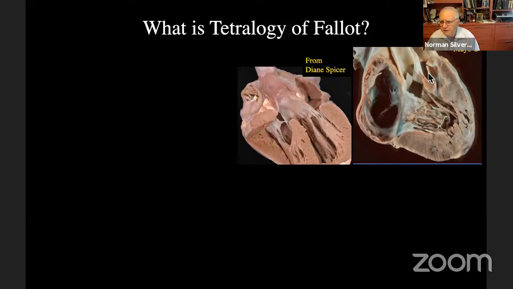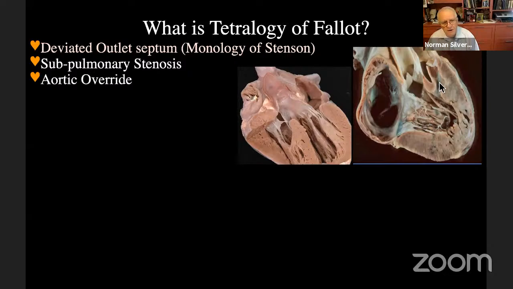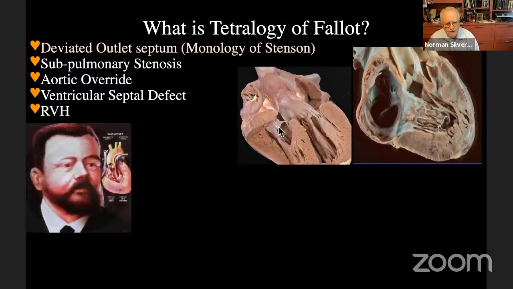And what we see here is this classical feature of tetralogy, which is the deviation of the outlet septum, narrowing the ventricular outflow tract. And when we ask people what is the definition of tetralogy, they always say that there's a deviated outlet septum with subpulmonary stenosis as the primary. There's aortic override of a ventricular septal defect, and the right ventricular hypertrophy is separate. And as you know, this was discussed and discovered by Dr. Etienne Louis Arthur Fallot in the previous century, in the 1800s.